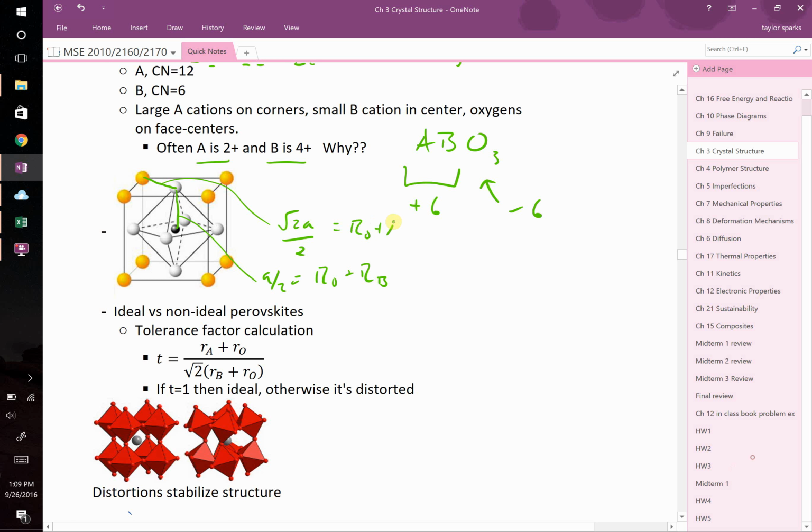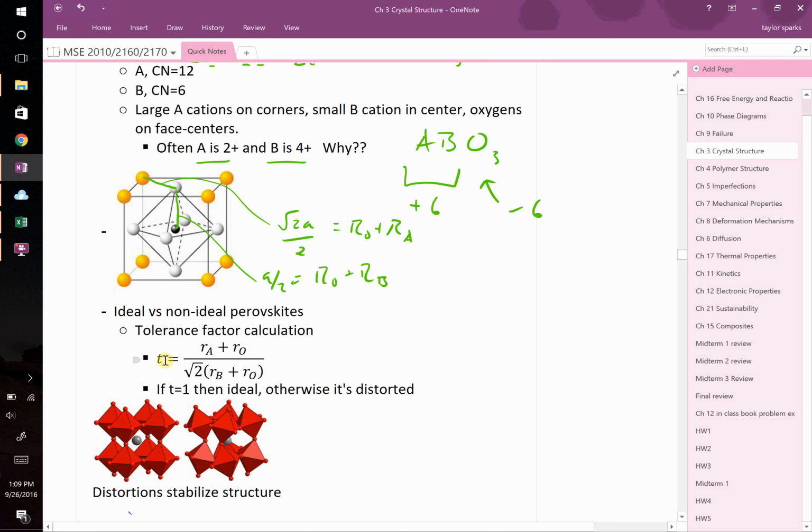So when you rearrange this, and basically say that if there's one single lattice parameter, and it's cubic, right? So it's the same in all those directions. When you divide these things, you get this expression. If you take this expression and plug in the radii and you get t equals 1, then you have a perfectly cubic structure.